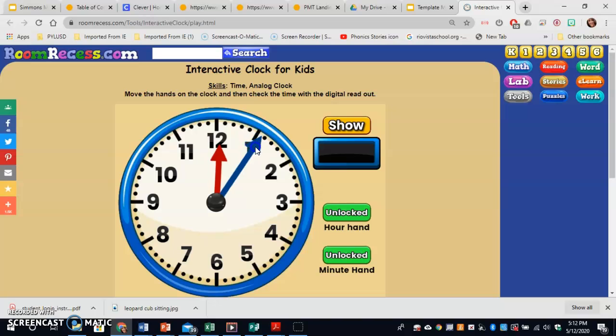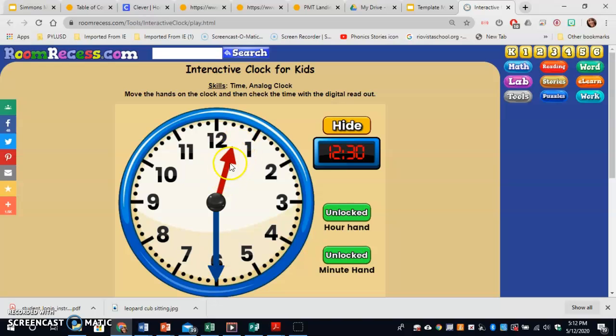12, 12:05, 12:10, 12:15, 12:20, 12:25, 12:30. 30 is half of 60. There are 60 minutes in an hour, so there are 30 minutes in a half hour. The time is read as 12:30.